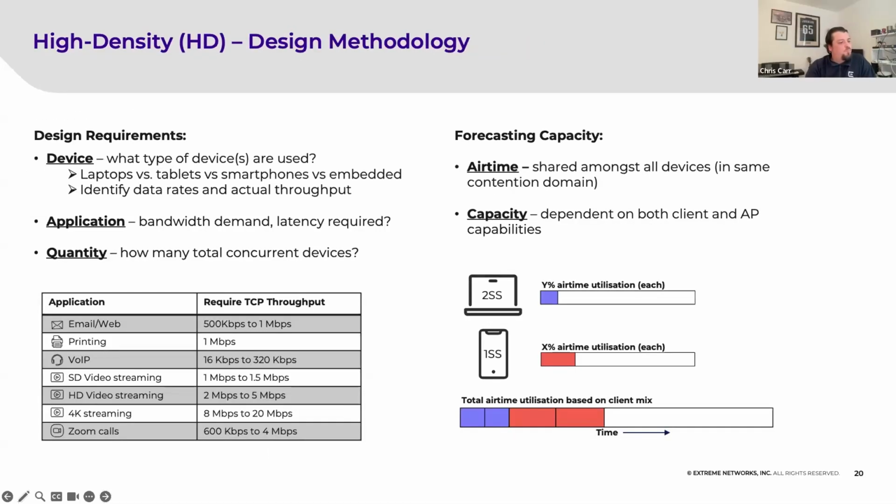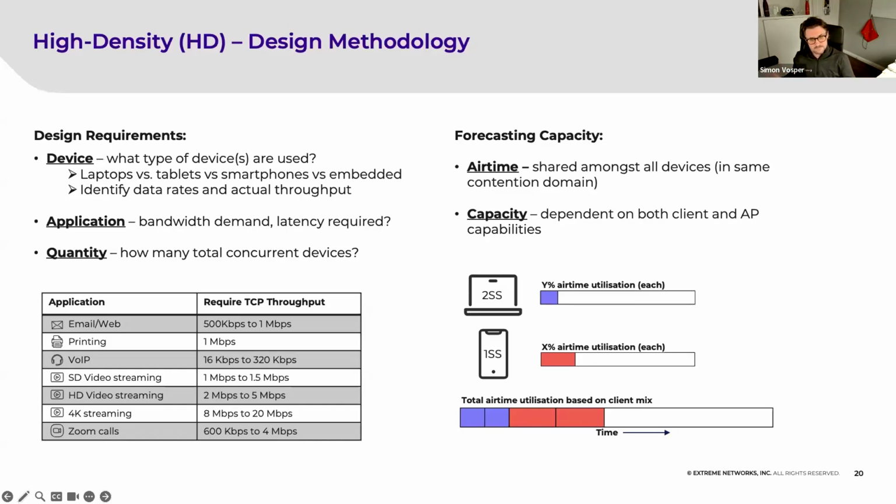So what we do is we try and kind of forecast our capacity. We try and work out how that airtime is going to be shared. Essentially, each client device is going to get a slice of the pie. And what we try and do is work out, can we give each client a big enough slice of the pie to get enough throughput to make the application work, to make the user happy?